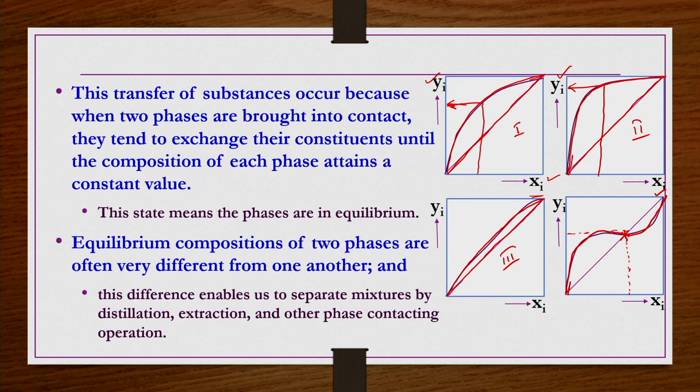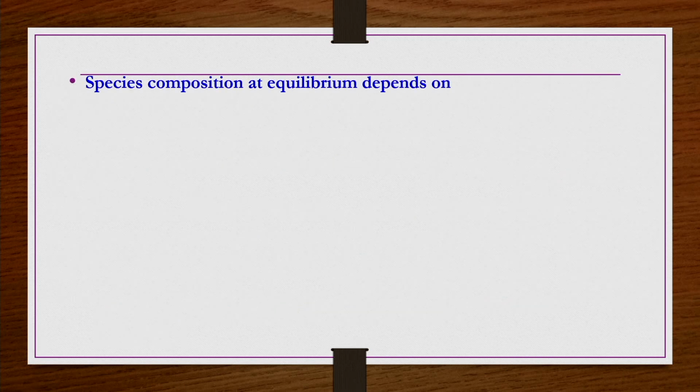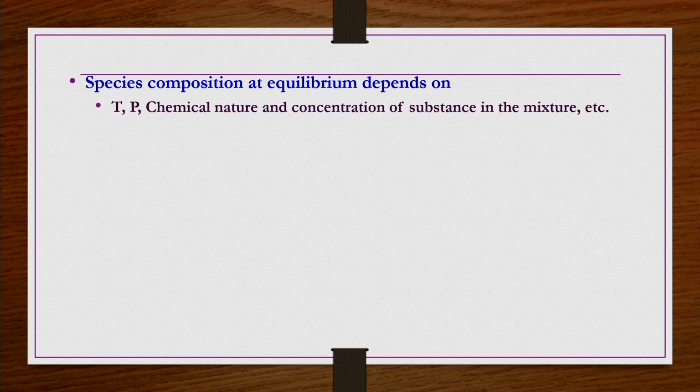Okay. So, this difference in the equilibrium compositions enables us to separate mixtures by different types of phase contacting operations such as distillation, extraction, absorption, etc. Species composition at equilibrium depends on temperature, pressure, composition and chemical nature of the substances in the mixture, etc.